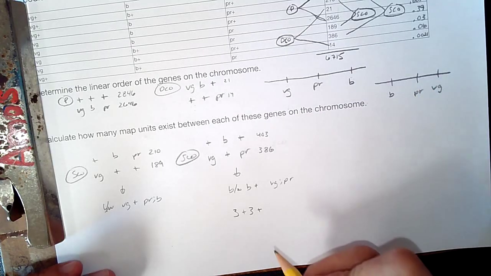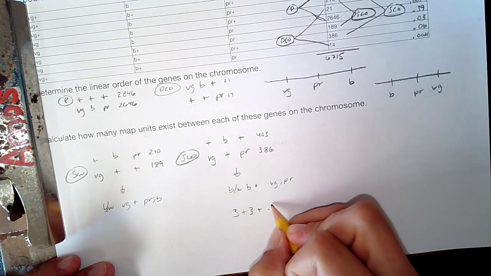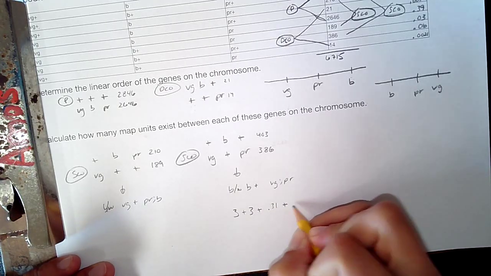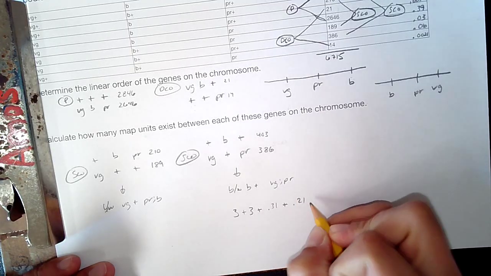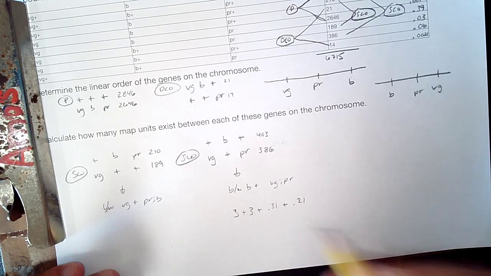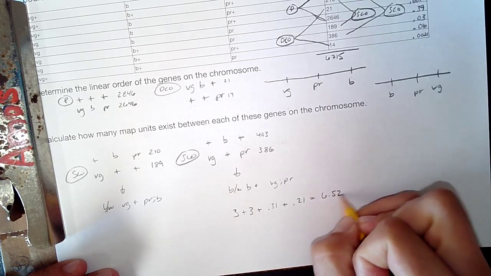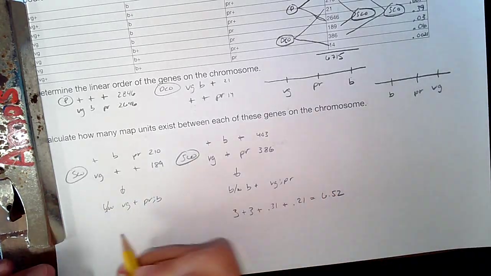So it'd be the 3, but I'm also going to add in my 0.02, 0.31 and my 0.21. And again, we're moving the decimal place here, right? And so 0.31, 0.2, and we add those in. When I add all those together, I get 6.52.